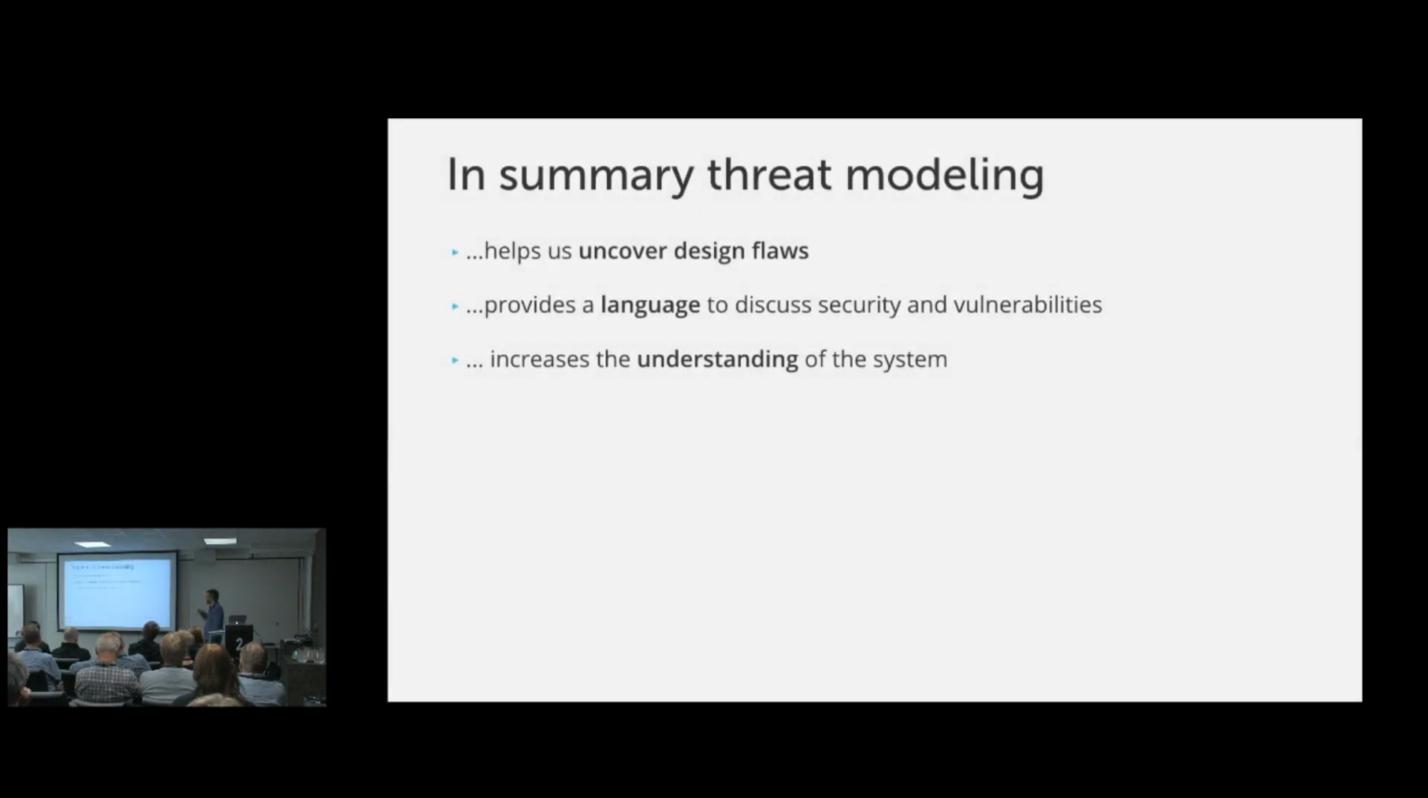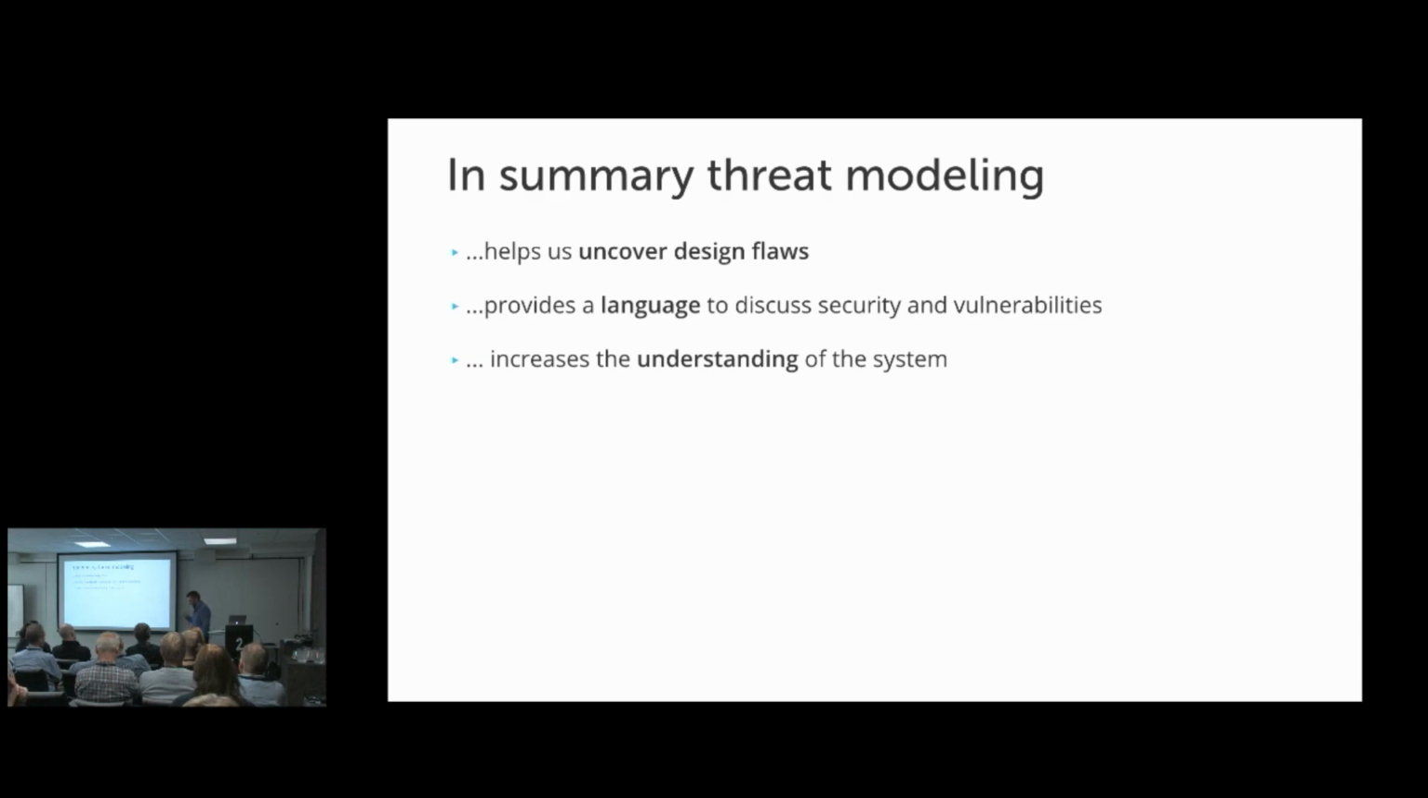So, to try to summarize this, threat modeling helps us uncover design flaws. This is one of the most important properties of threat modeling. But I also think that drawing it in this way provides a language for us to discuss security and vulnerabilities, because we can now gather all the developers in a room, we can draw out the system, and one of the things I often find interesting is how much developers will disagree about what system contacts which system.